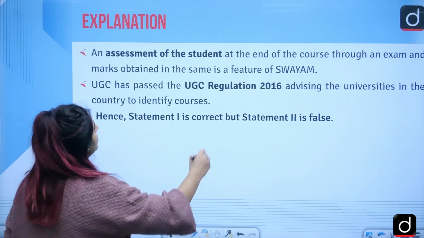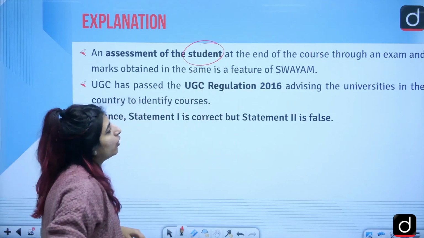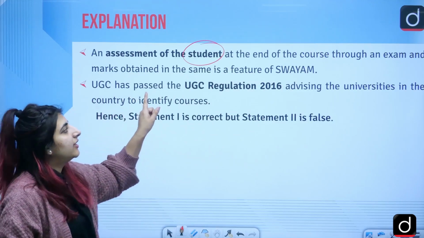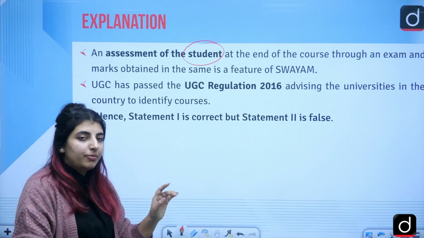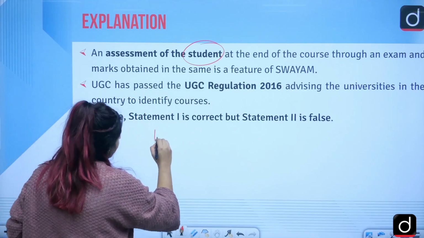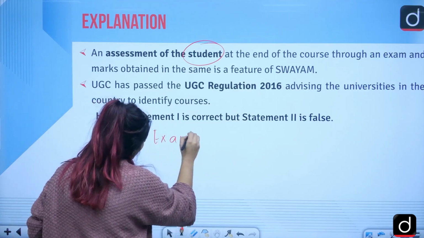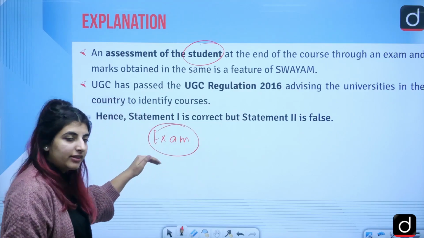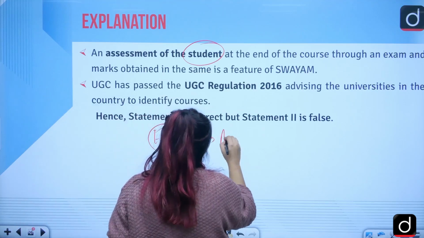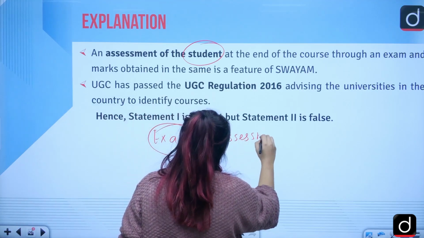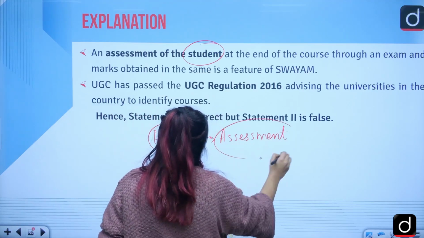An assessment of the student at the end of the course through an exam and marks obtained with the same is the feature of SWAYAM. So basically, after you have given the exam, right, if you want the certificate, you have given the exam, the assessment will be there by the end of the course.